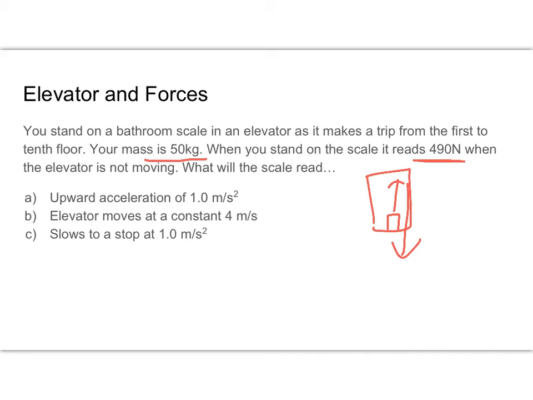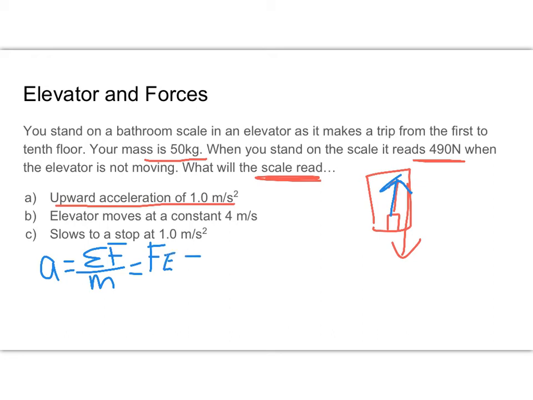So first, what would the scale read when I have an upward acceleration of 1 meter per second squared? So that means that my elevator is accelerating up. Okay, let's figure this out. So we have a equals the sum of F over m. So that's our fancy way of writing Newton's second law. Okay, so we have two forces acting. We have the force of the earth, and we have the force on the scale, and that's all over m.